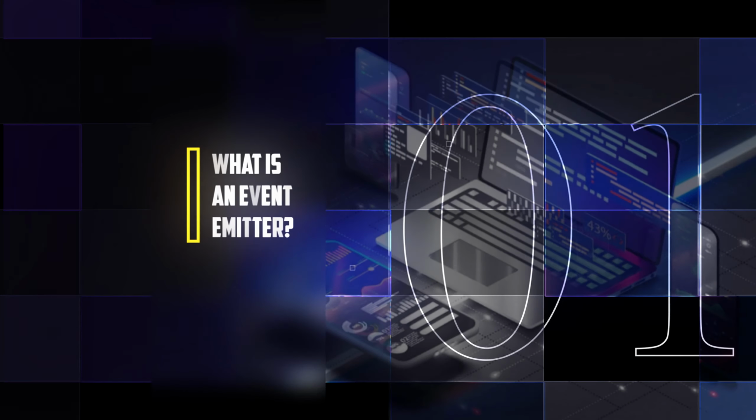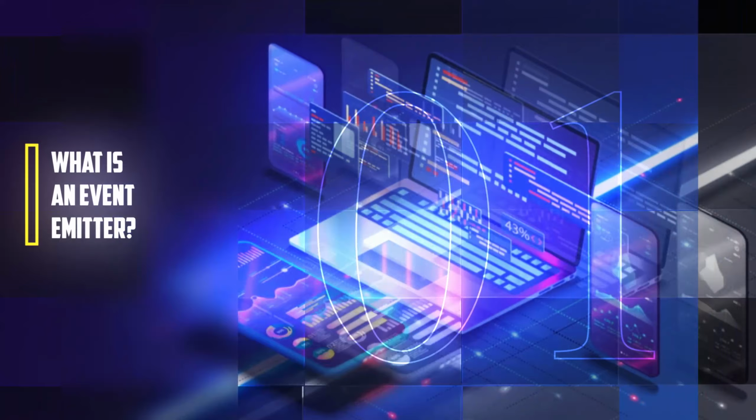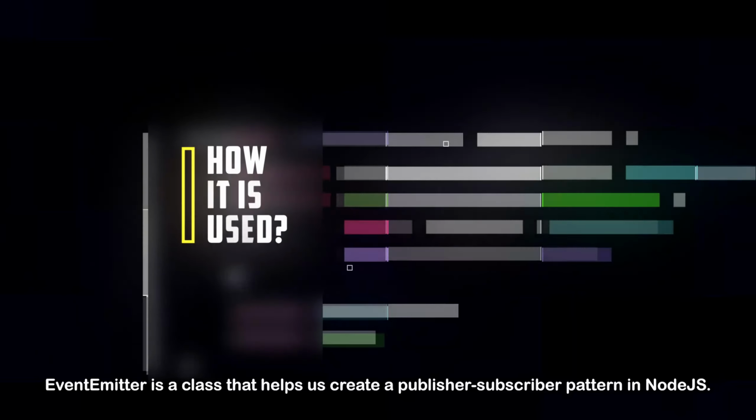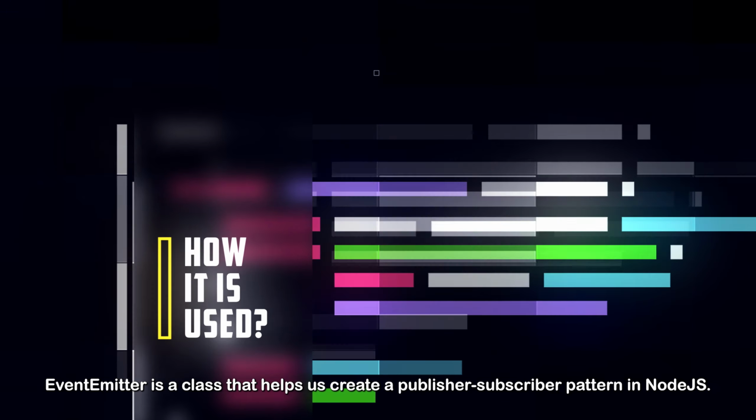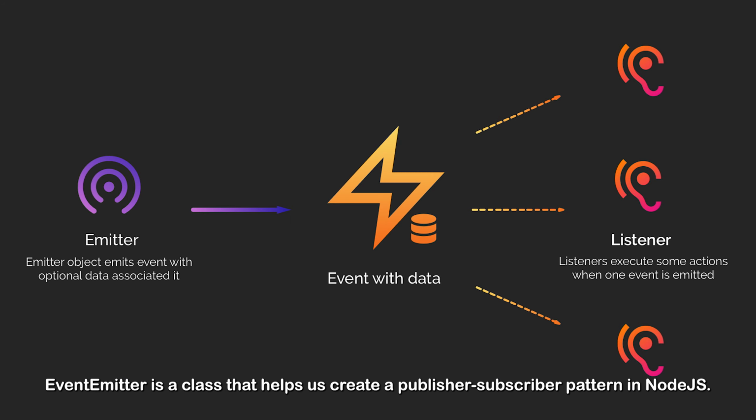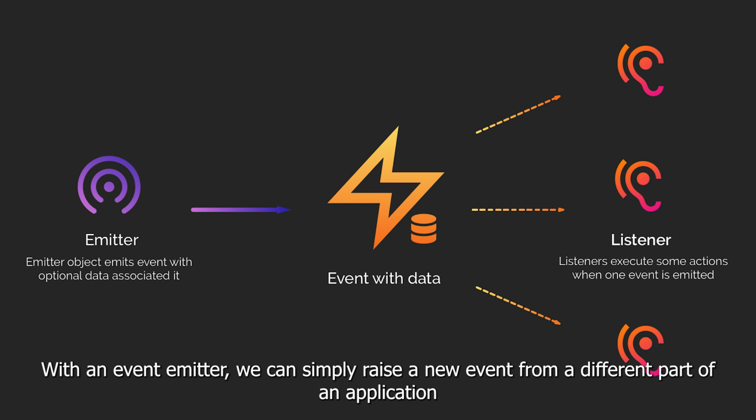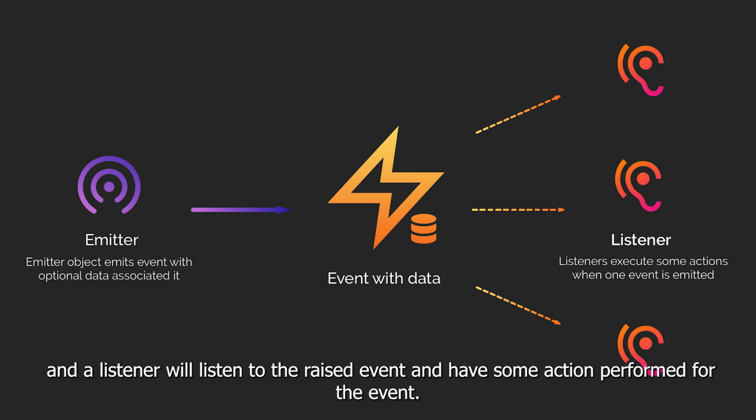Hi, I'm Intro. In this video, we're going to talk about what is an event emitter in Node.js. Event emitter is a class that helps us to create publisher-subscriber pattern in Node.js. With an event emitter, we can simply raise a new event from a different part of an application, and a listener will listen to the raised event and have some action performed for the event.